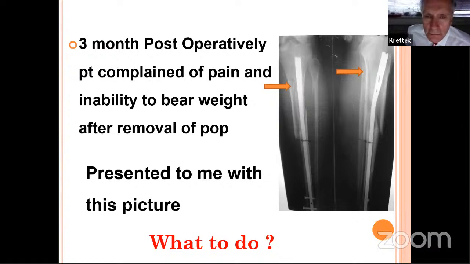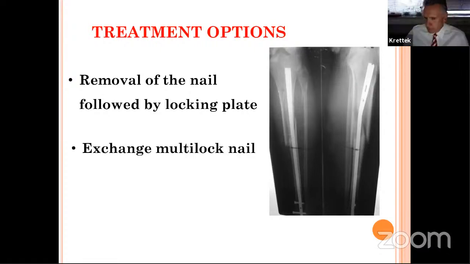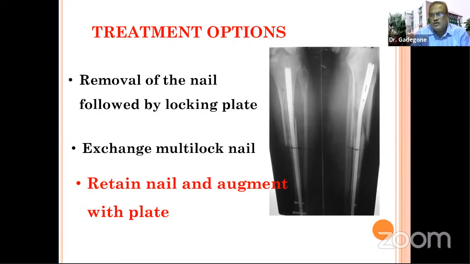Okay, perfect. So, Gadigonda sir, can you please proceed? Treatment options: removal of the nail, followed by locking plate, exchange multi-lock nail, or retain the nail and augment with the plate. So these are the consensus. Addition of bone graft if needed, and that is the surgeon's choice.